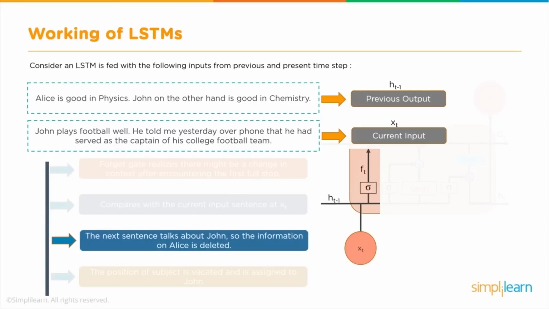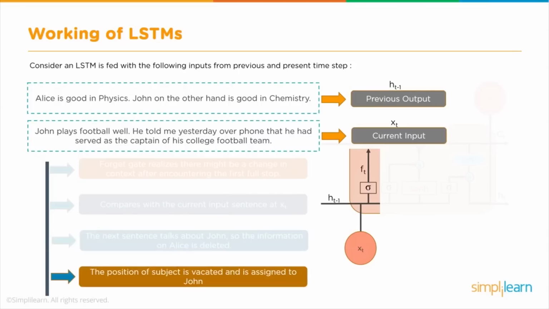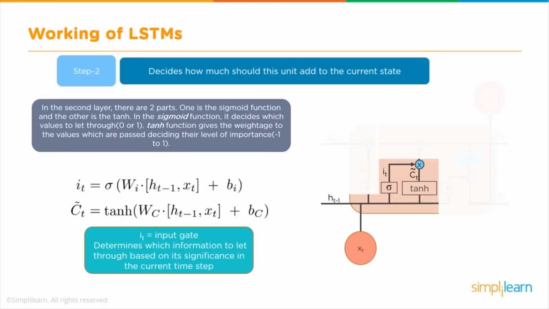So we have this input coming in, and if we're going to continue on with John, then that's going to be the primary information we're looking at. The position of the subject is vacated and is assigned to John. And so in this one, we've seen that we've weeded out a whole bunch of information, and we're only passing information on John, since that's now the new topic. So step 2 is then to decide how much should this unit add to the current state.